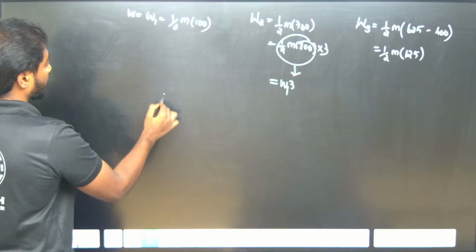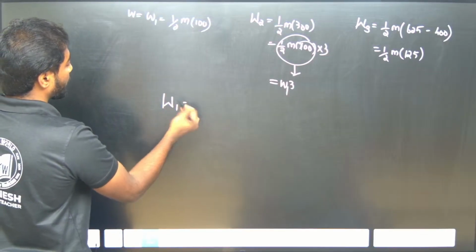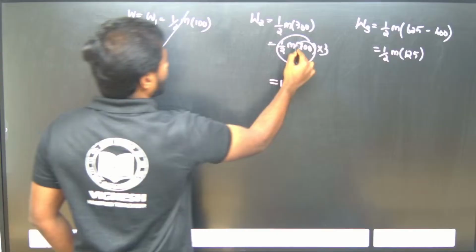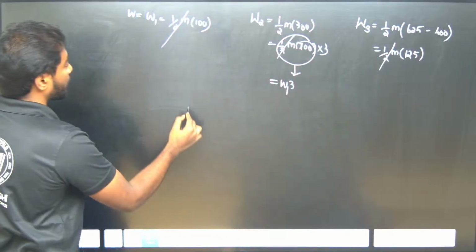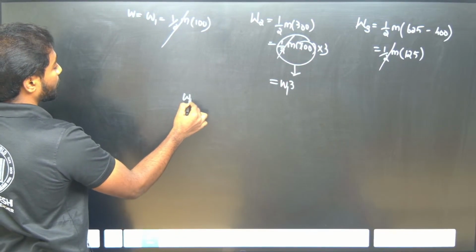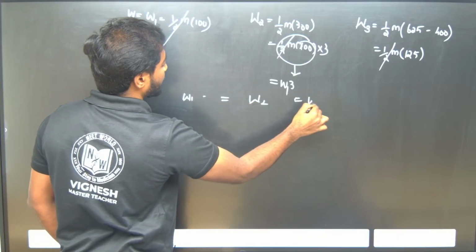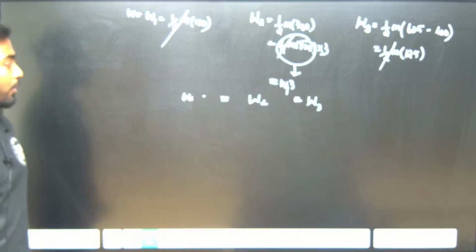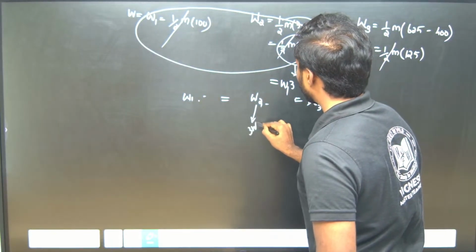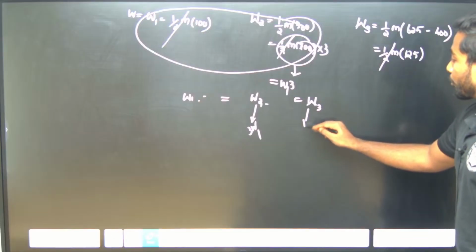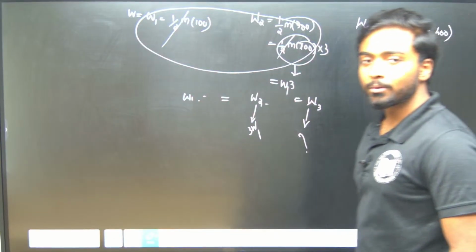So a simple thing I can say is that the 1 by 2 m will get canceled off. So W1, W2, W3, what are the values? We have got this relation: W2 is nothing but 3 times W1. And what about W3? This is the answer you need to get.